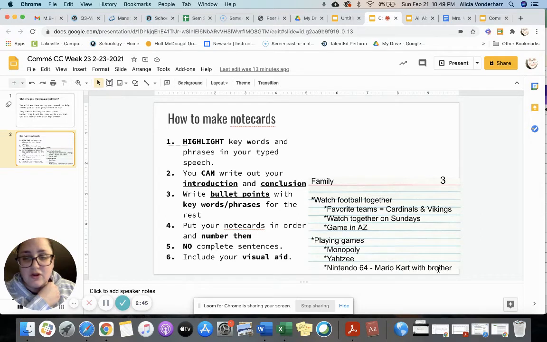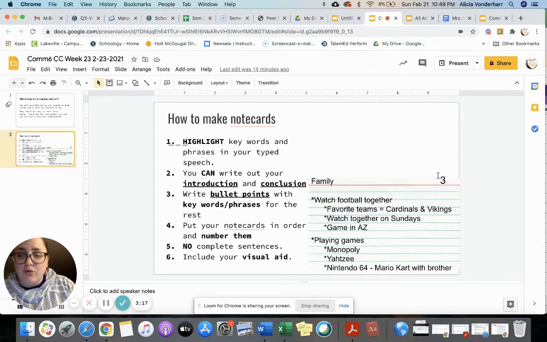So you can see here, these are not full sentences. No complete sentences. You can see number 5 here. No complete sentences. But it will have details enough to help you remember. You're going to put your note cards in order and you need to number them. This is a really big deal because say you have your note cards in your hand and you drop them. Well, you're going to need to get them back together really quickly. You want to keep them in order when you're going to be doing your speech.